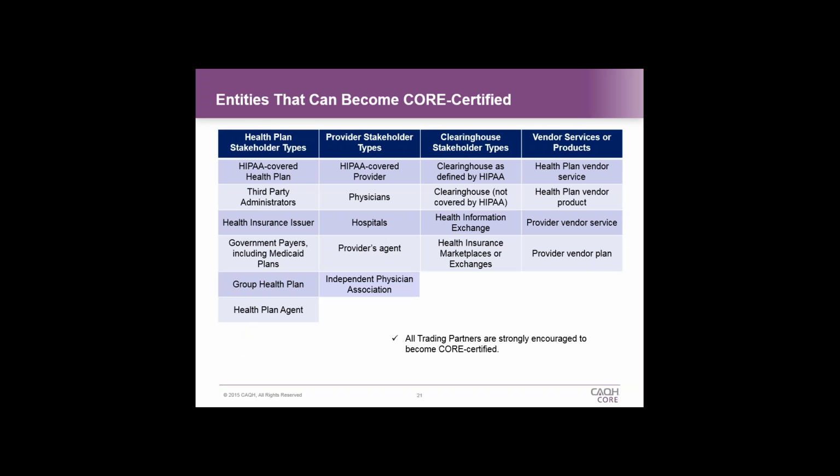To answer that question, I'm going to spend just a moment talking about the types of entities that have become and can become CORE certified, and then talk about a specific type of CORE certification for vendors and their products or services. The table on this slide demonstrates two things. First, it shows the 4 general stakeholder types that can become CORE certified: health plans, providers, clearinghouses, and vendor products or services. Second, it lists some examples of organizations that may be categorized under those stakeholder types.